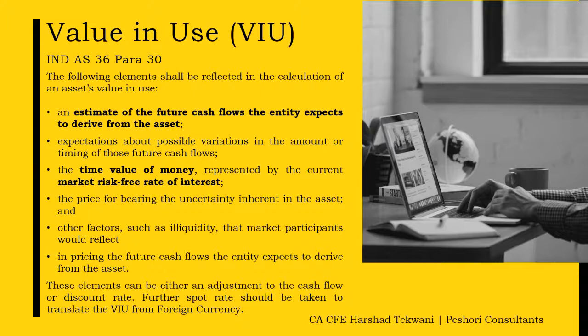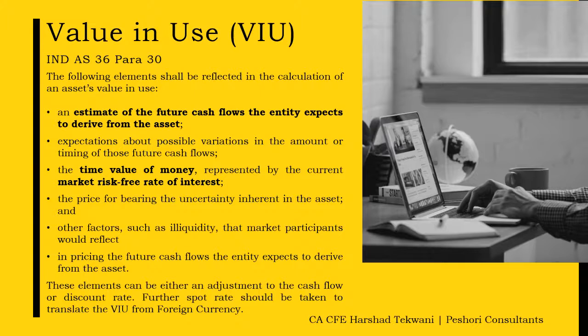There are other things also that I need to consider while determining the value in use. That is the expectations about the possible variation in the amount or timing of those future cash flows. So for example, let's say based on the past trend, I know that yearly I get 100 rupees from the use of that car, but there is an 80% or 90% probability that I may get 100, or there is a 20% probability that I may get a lesser amount, let's say 50 rupees. In that case, I need to consider those expectations. I need to consider those probability analyses, and accordingly I need to derive my future cash flow.